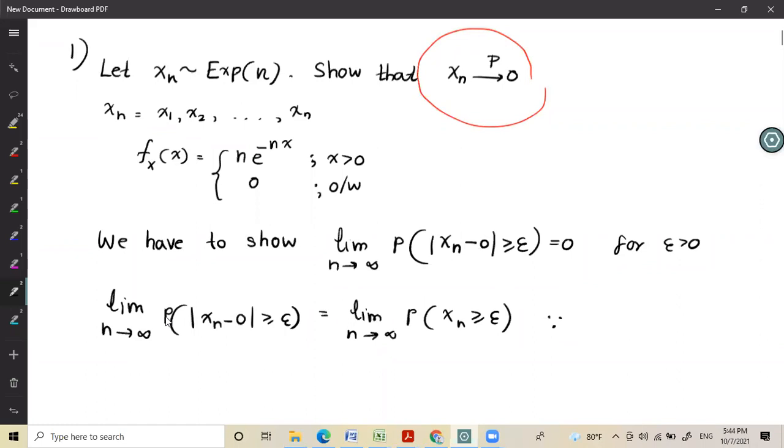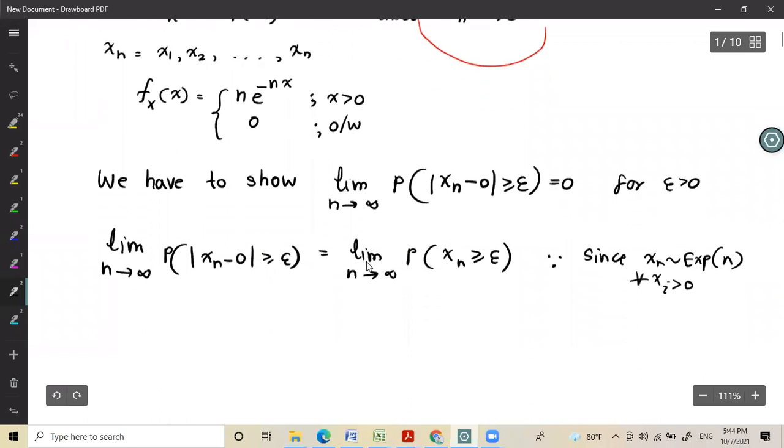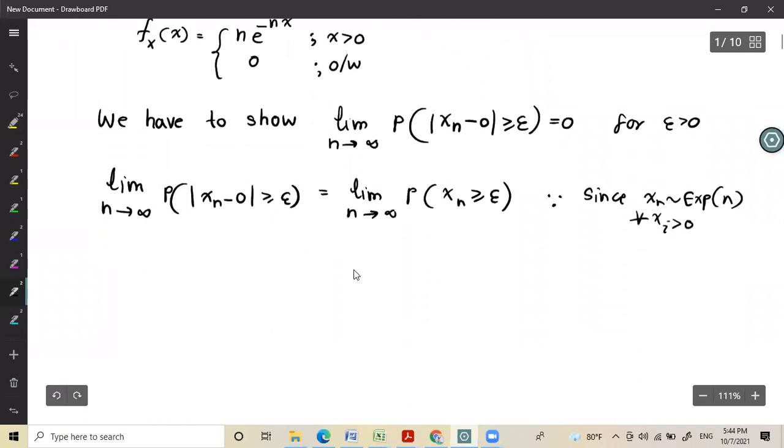So you can simply write Xn greater than or equal to epsilon. Why? Because Xn is exponential, and all the Xi's are greater than 0. Therefore, you can omit the absolute value. So what is this probability, Xn greater than or equal to some value? Epsilon is some small number.